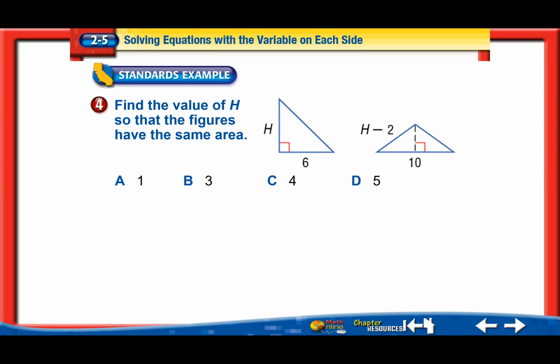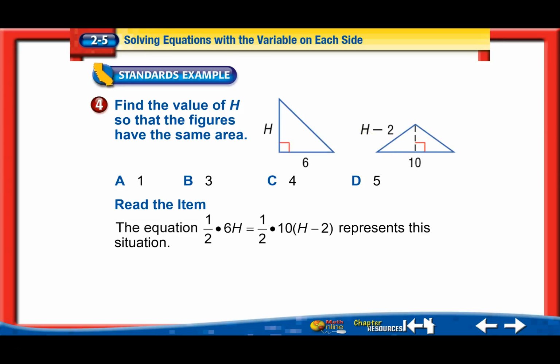Okay, running low on time. So find all values of h. So a little bit of geometry here. They say that both have the same area. So the inside of this, they are both equal. So an equation of 1/2 times 6h, because it would be 1/2 base times height.